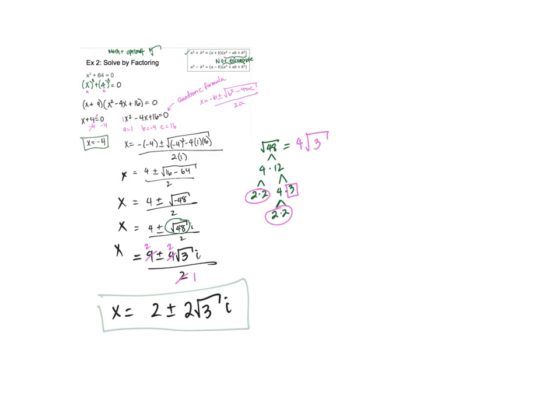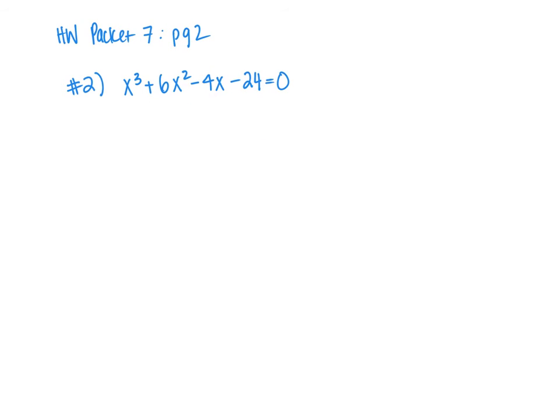All right, so we're going to look at the packet here next. So packet 7, page 2. So in this packet, this is problem number 2 on page 2. And notice this is in 4 terms. So if you notice something's in 4 terms, you got to group it.